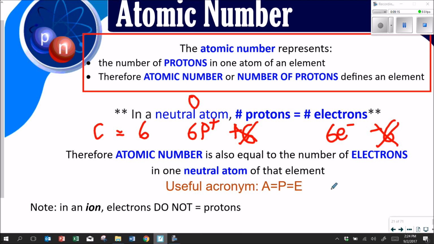A useful acronym to remember that is APE, where A is the atomic number, P is the number of protons, and E is the number of electrons, and they all equal each other. Note that in an ion, electrons do not equal protons. We will talk about ions later in the video.